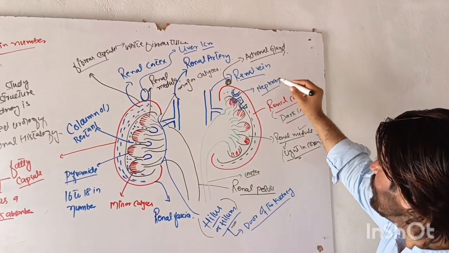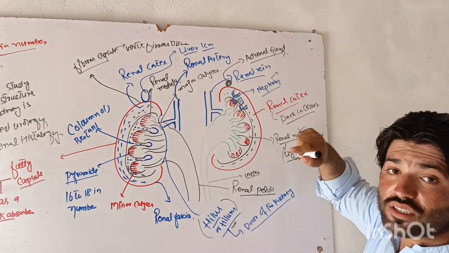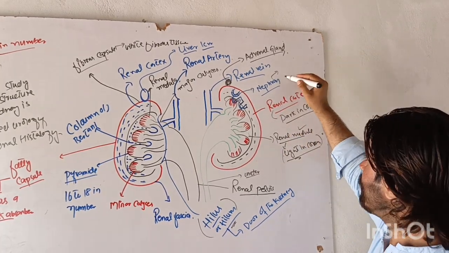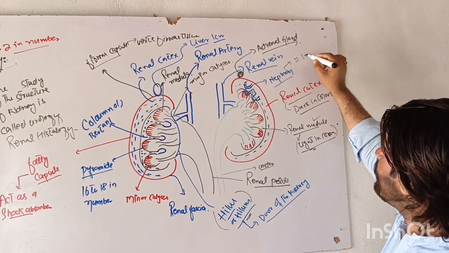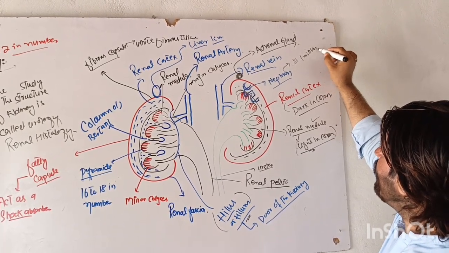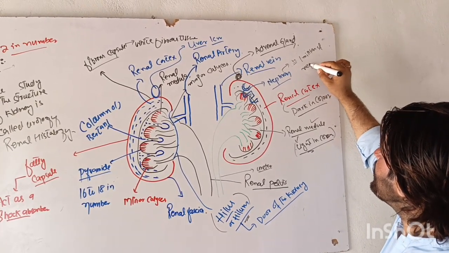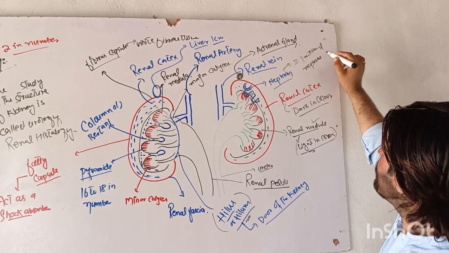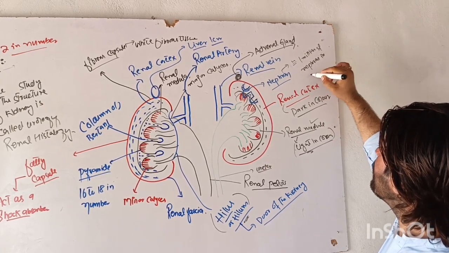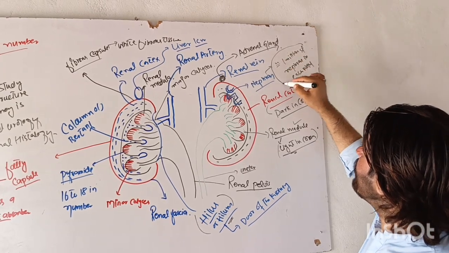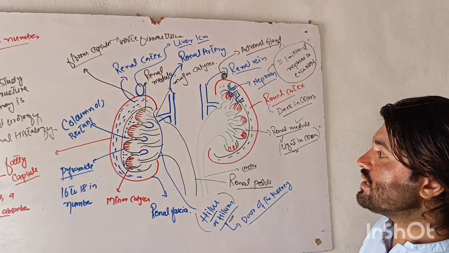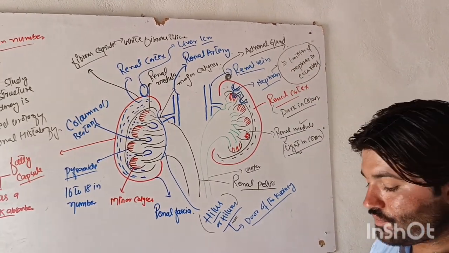We will study the nephron and the function of the kidney in detail. There are approximately 1 million nephrons in each kidney.